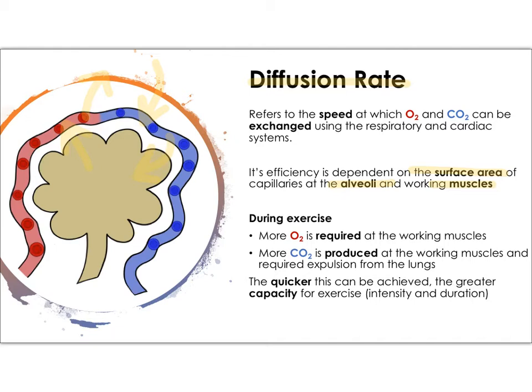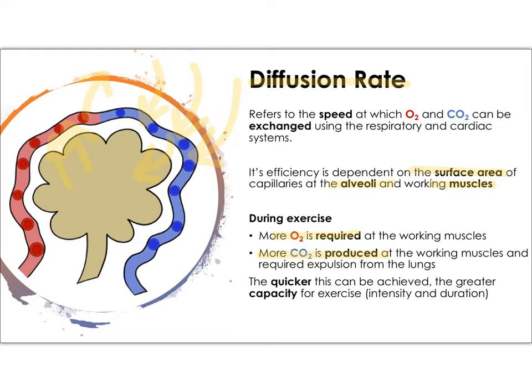So during exercise, more oxygen is required at the working muscles. So we're looking to take more oxygen from the alveoli into those arteries for delivery. Equally, more carbon dioxide is produced by the working muscles, and we need to get that out.